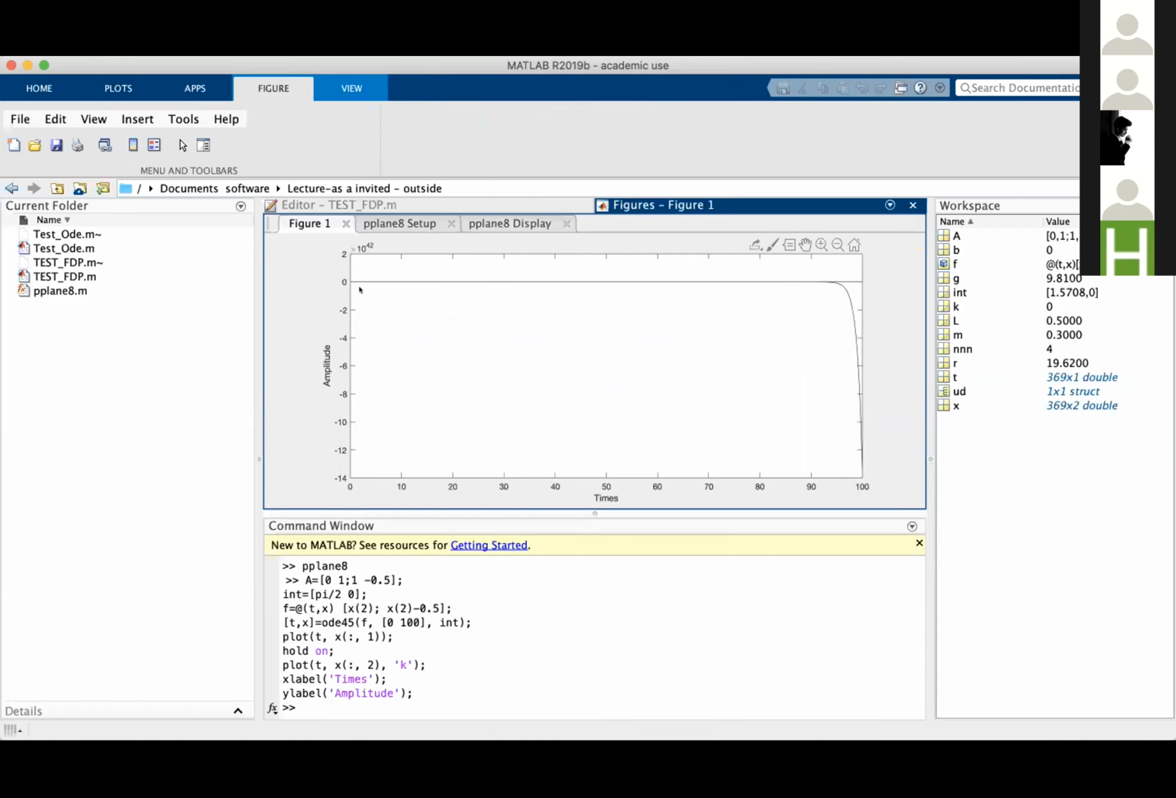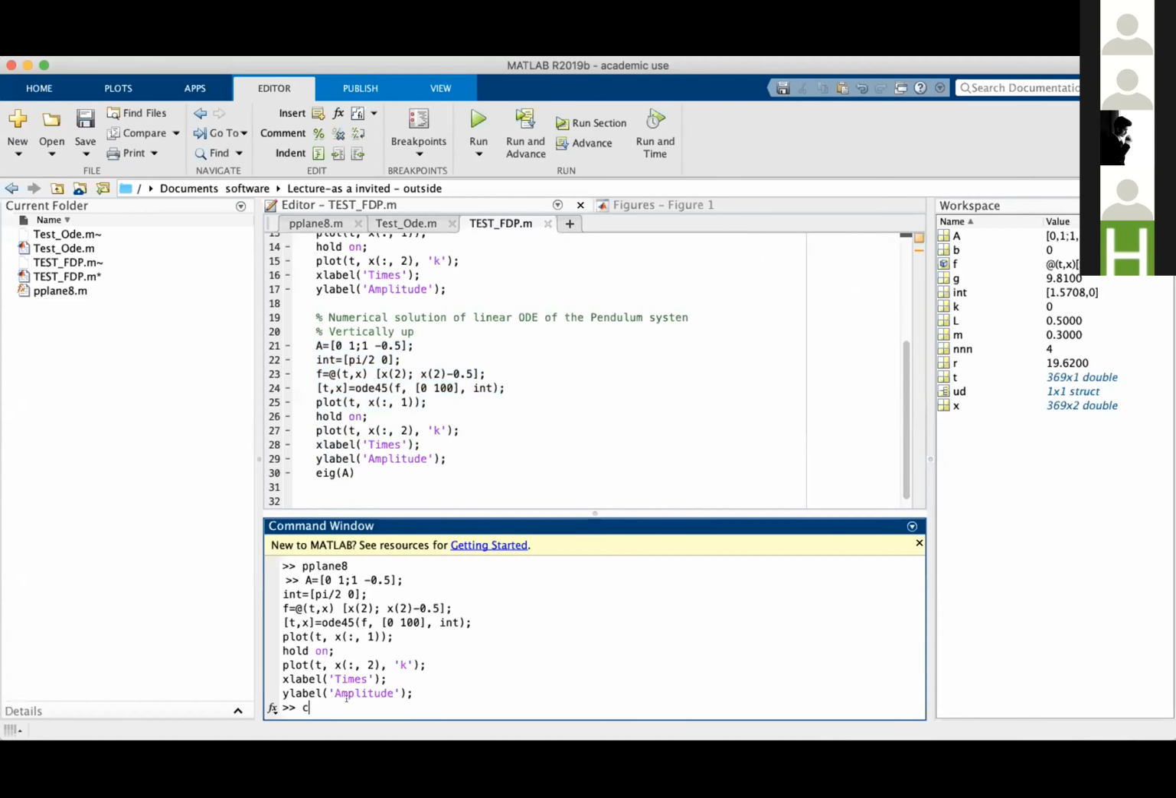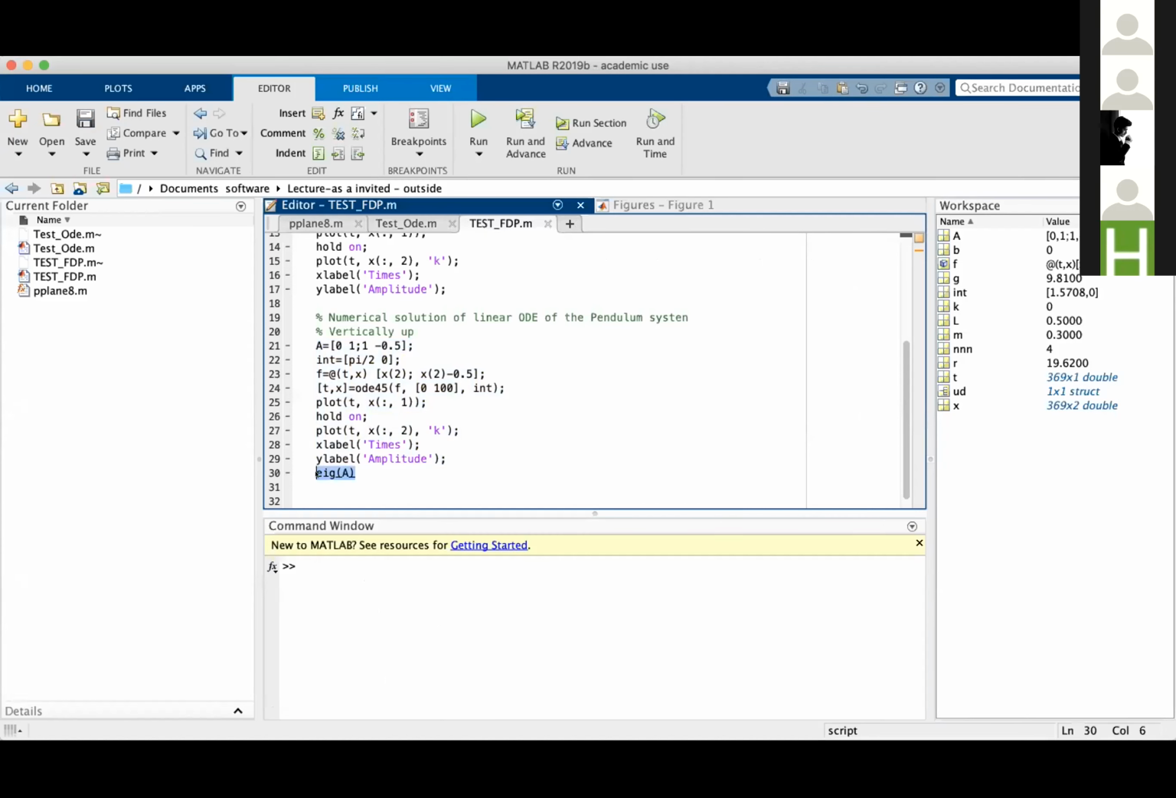If you see this part, as time progresses, it is actually going away. Also, if you see the eigenvalues of this response, EIG of A, let me clear this part. You can see we have one positive and one negative eigenvalue. So the system is unstable, completely unstable.